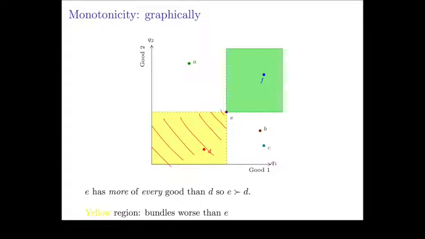So what we know then is that the indifference curve through E cannot pass through this region where F is, because all those bundles are better than E. It can't pass through this region where D is, because all those bundles are worse than E.